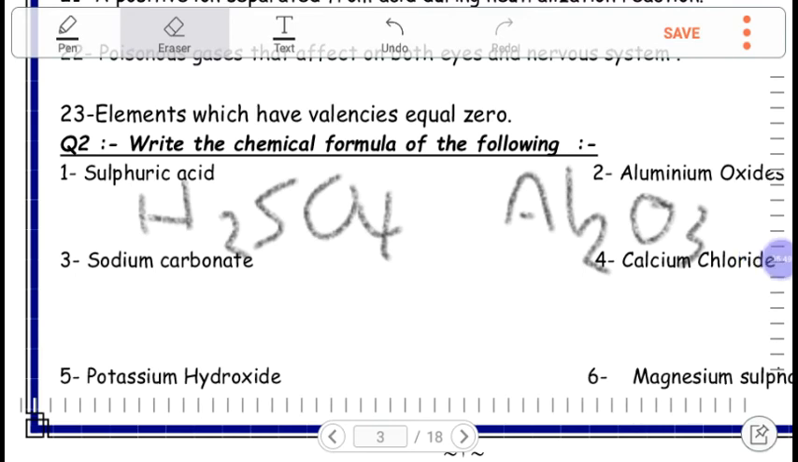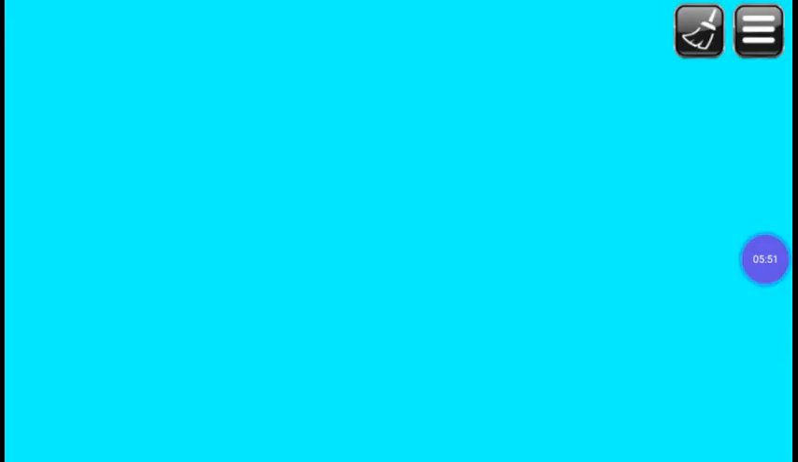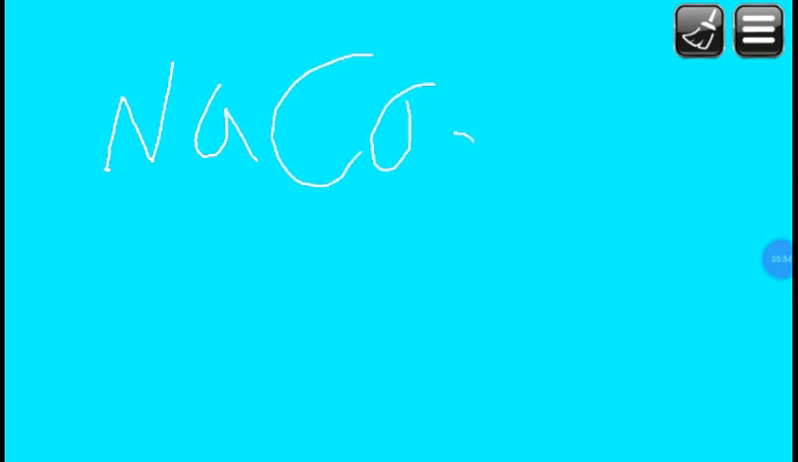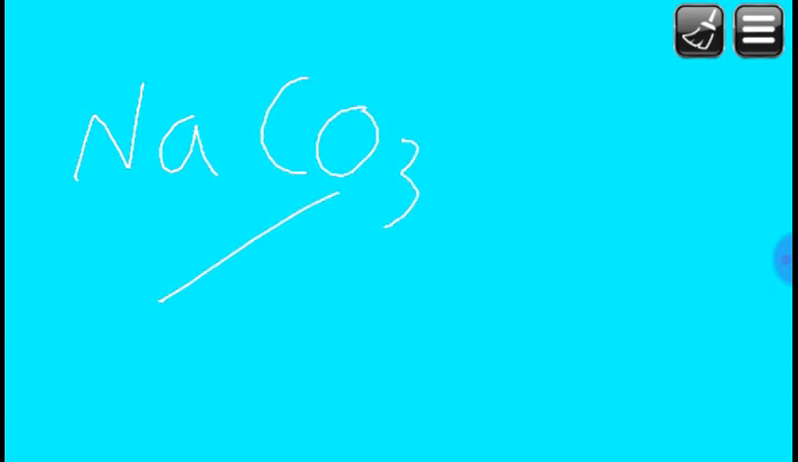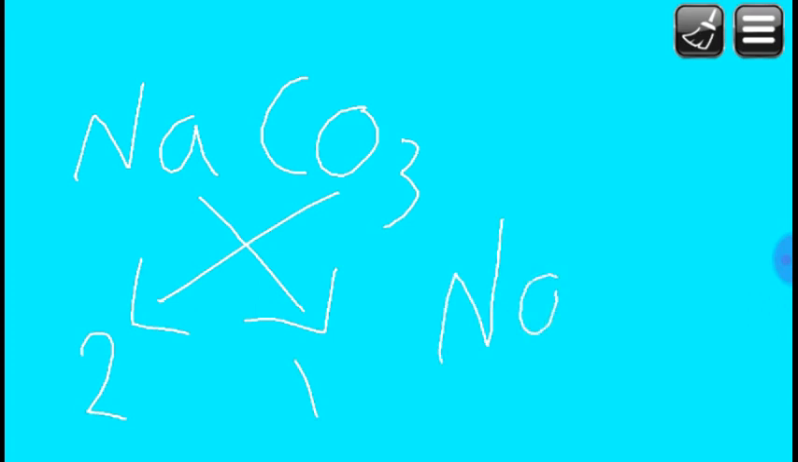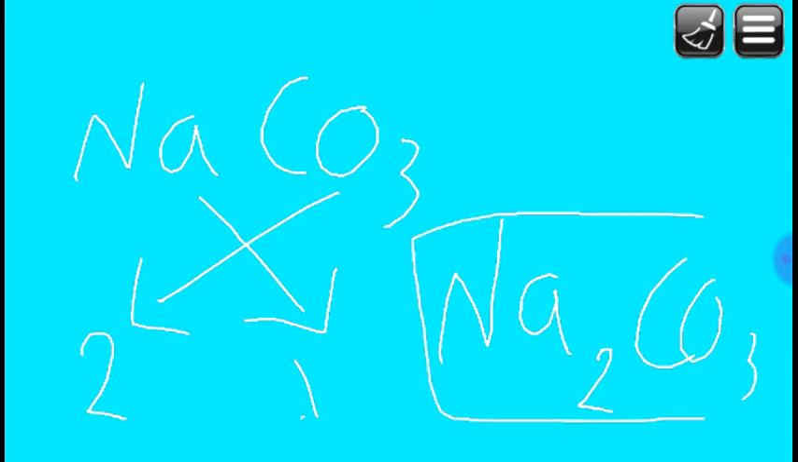The formula of sodium is Na, and carbonate is CO3. Cross it. We have CO3 double, and the sodium is mono. So it will form Na2CO3, without the 1. So the formula of sodium carbonate is Na2CO3.